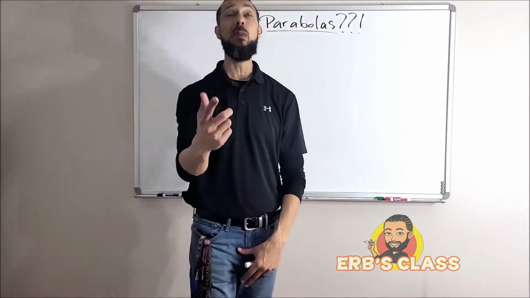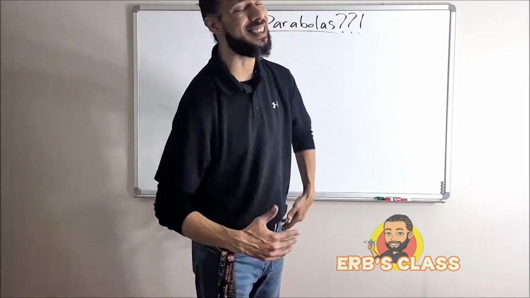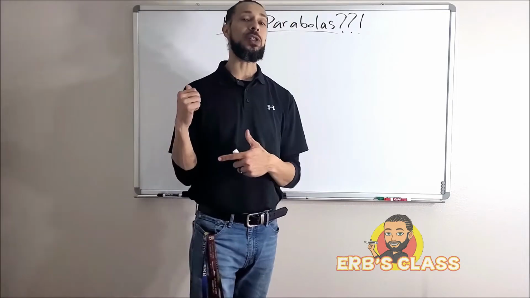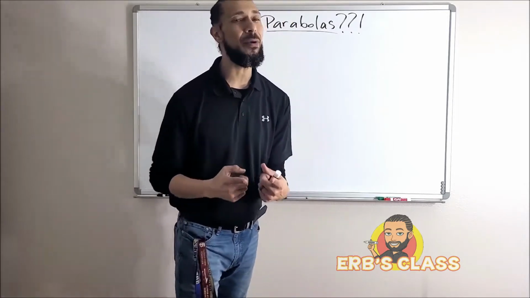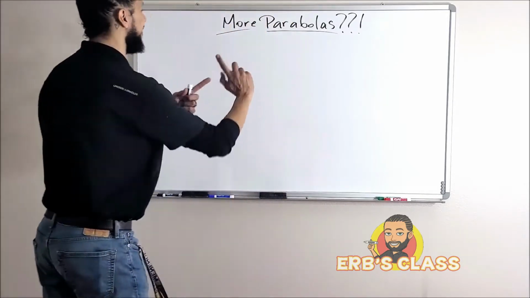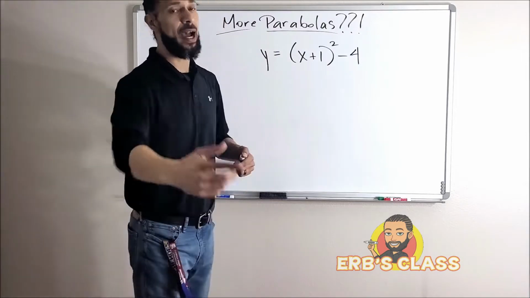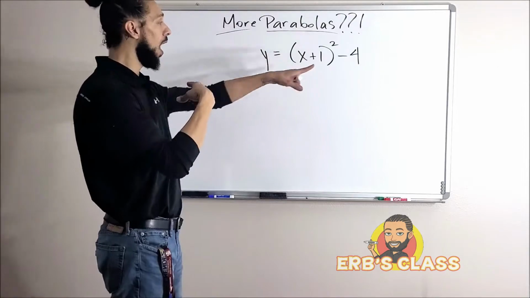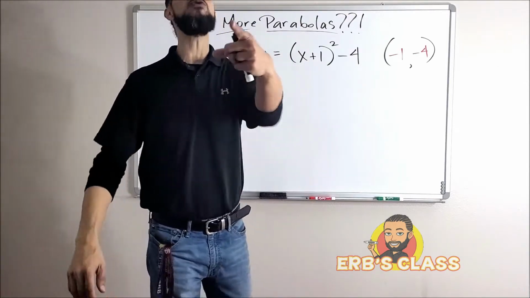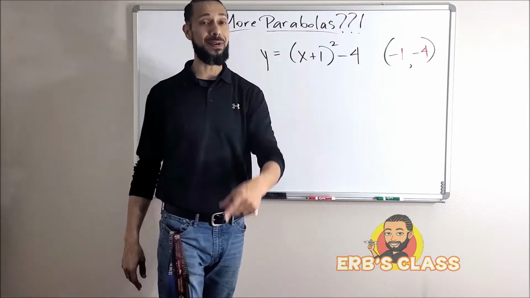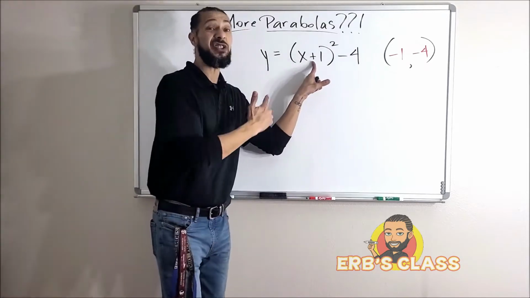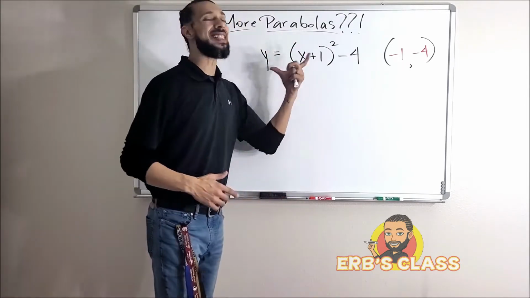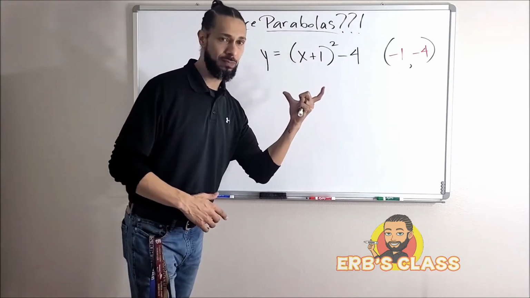I know what you're saying, more parabolas? Yes, more parabolas. Now, the video you probably just watched was on vertex form. Let's get one up here in vertex form real quick. Okay, good. Now, more importantly, can you tell me what the vertex of this parabola is? Yes, -1, -4, and you better be able to tell me what the vertex of that parabola is. Remember, change the sign on the x number.